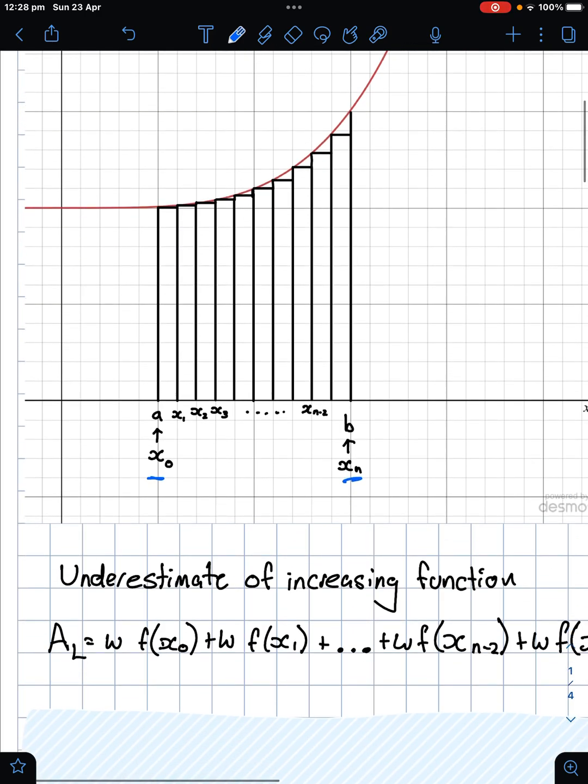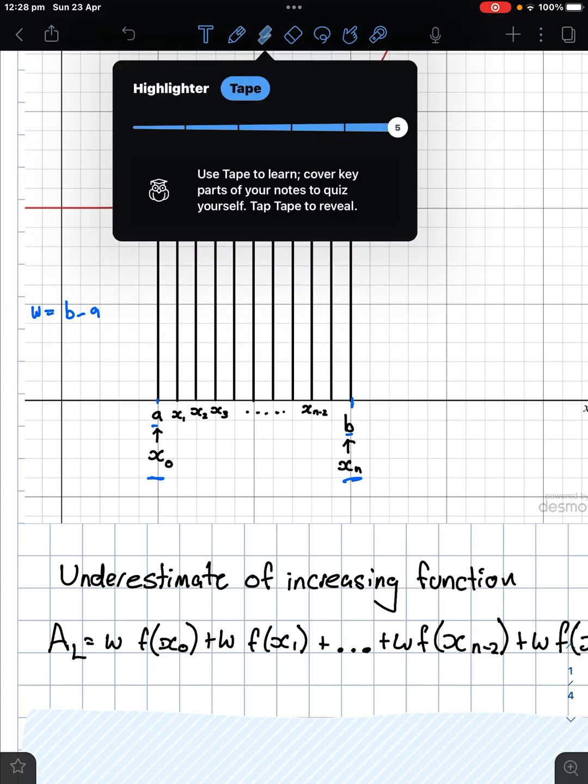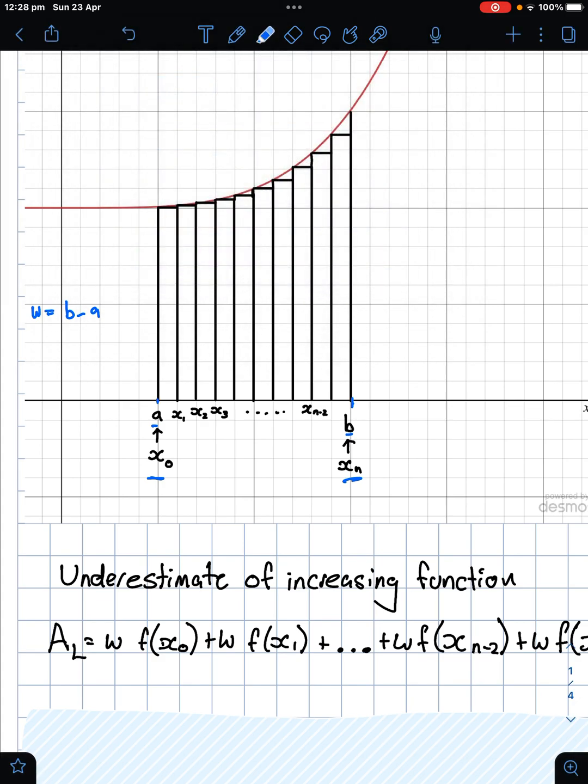Now the width, so if I break this here, I have this length here. This is going to be a width of B minus A. So that's the difference between B here and A. So B and A gives us these values here. And then I divide these by the number of intervals I'm going to have here.